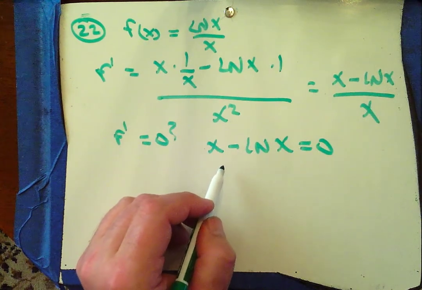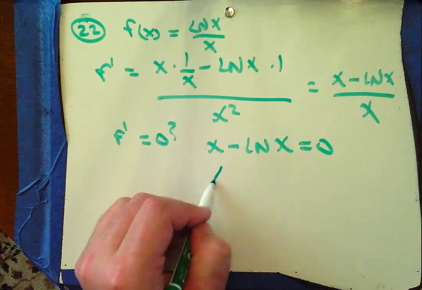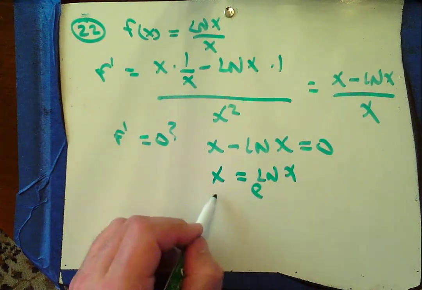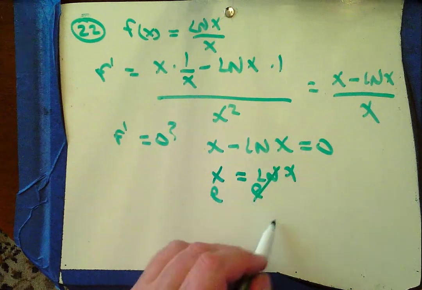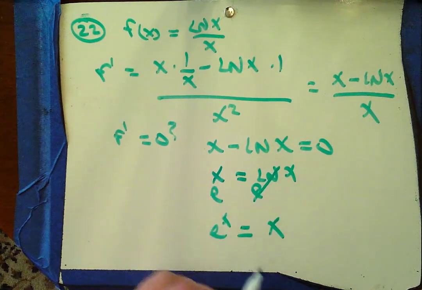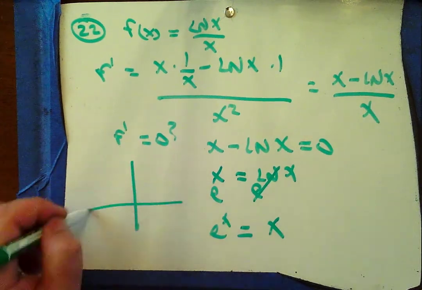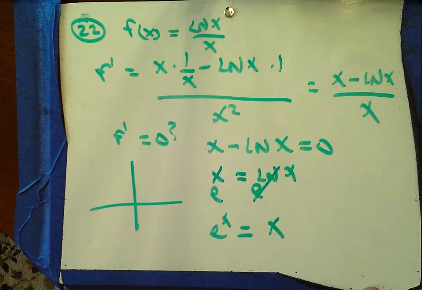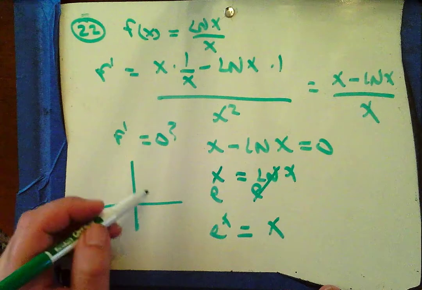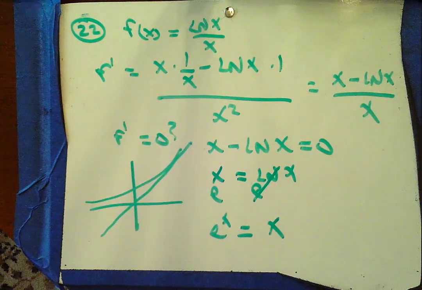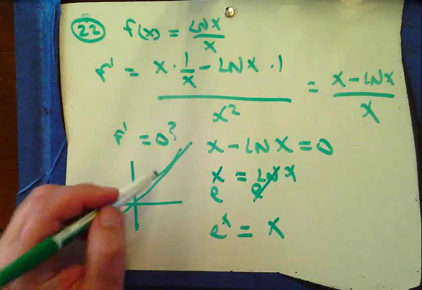And that happens when x equals ln of x. If I exponentiate, does that help? X equals e to the x. Yeah, I don't feel like that helped. So what can I say here? And this is without calculator, huh? Alright, so I've got e to the x, I've got y equals x. Yeah, I can't find that.